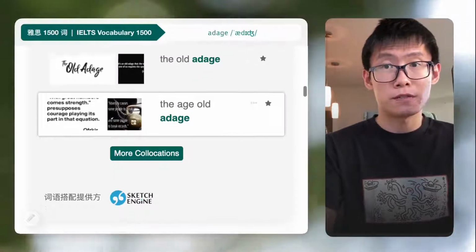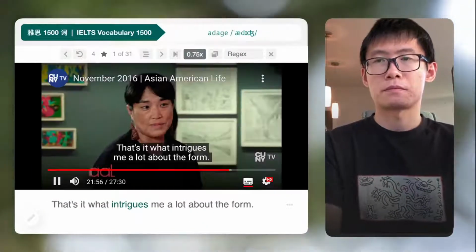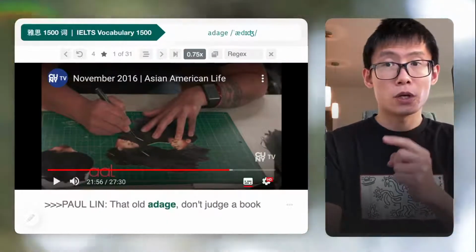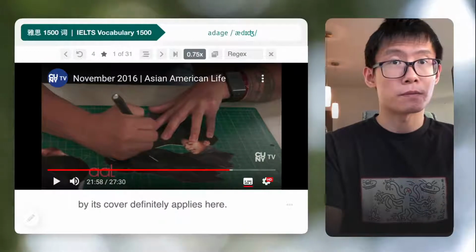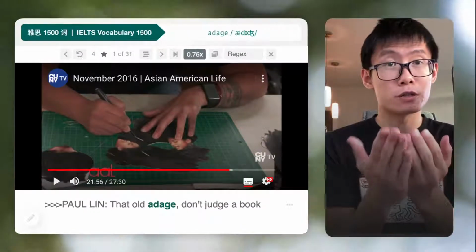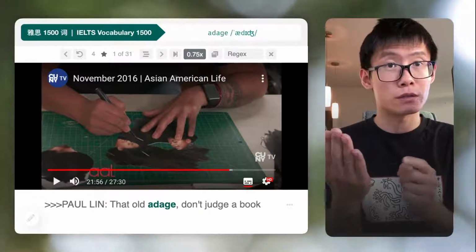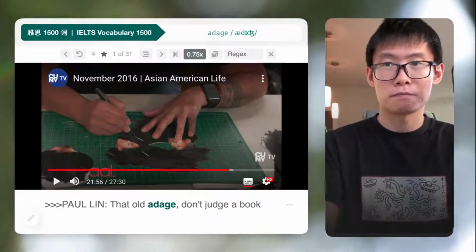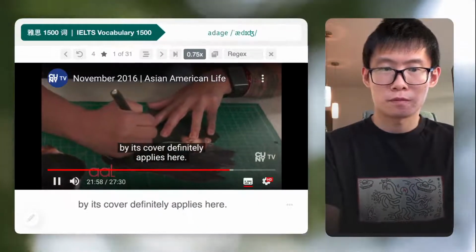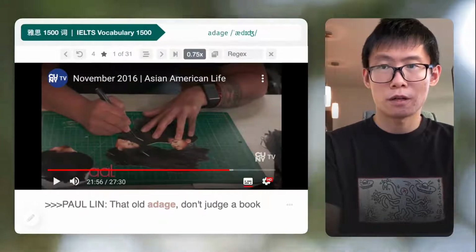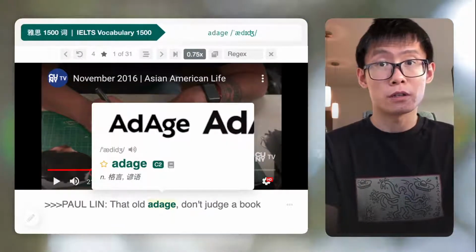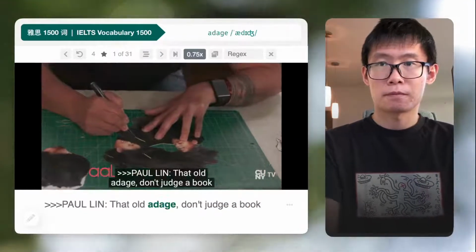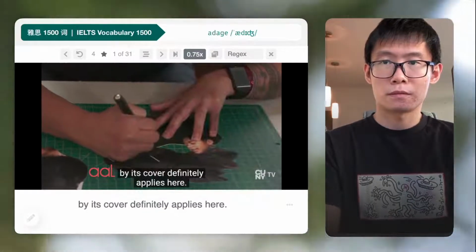Let's take a look at examples on TV. That old adage, don't judge a book by its cover. Right. 不要字面意思上说是不要按照书皮来判断这个书的内容啊，就是说你不要以貌取人，是这个意思，不要以貌取人。 That old adage, don't judge a book by its cover, definitely applies here. The old adage 啊，这个很古老的格言，don't judge a book by its cover applies here.